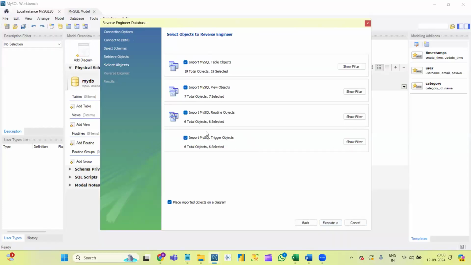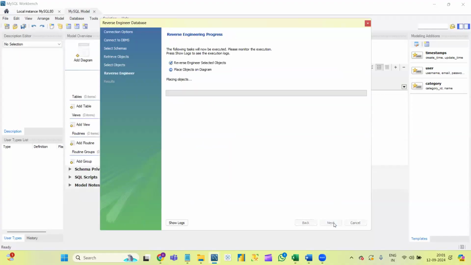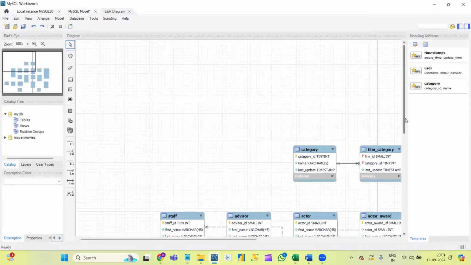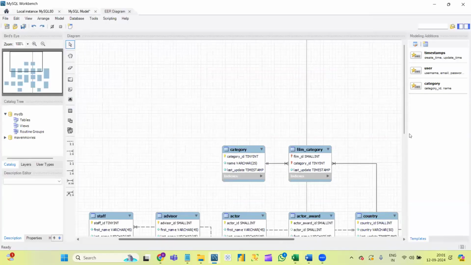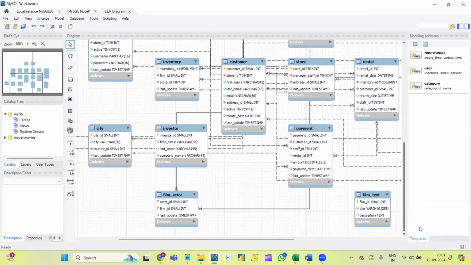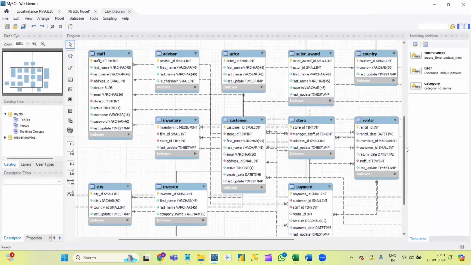We have tables, views, triggers here. Let me just remove all these concepts. Let's see only the tables. I just check this box, and if I click on execute, I need to click on next once again, finish. It will show us the ER diagram of Maven Movies, what all tables we have, how they are related. We have primary keys, foreign keys, everything. It will show everything here.